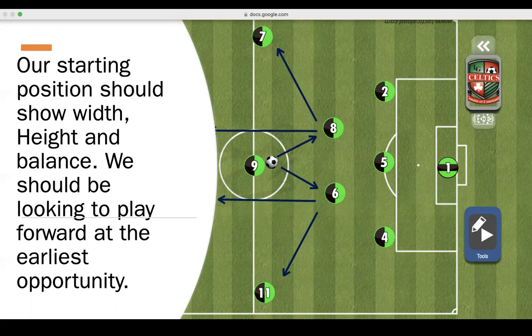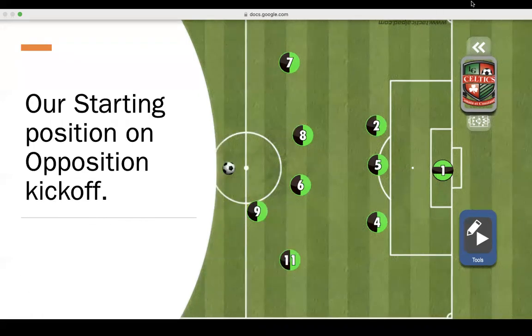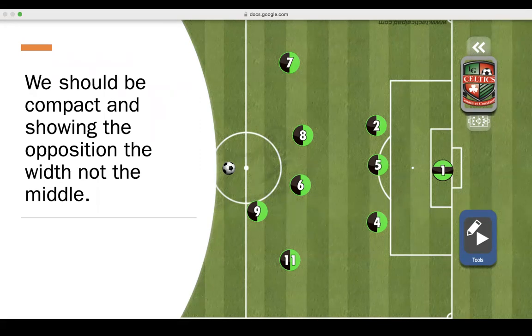Once that happens, you'll see a little bit different shift of our team. And it's really important that the team shifts. But as our starting position for the opposition kickoff, you'll see is a little different. We're coming into the middle. We're condensing the space. We're not making it easy for the opposition to play through the middle of us. We should be compact and showing the opposition the width, not the middle of the field. Ultimately, the middle of the field is where all the goals get scored or get scored on us. So we want to make sure that we're taking that away for the opposition.